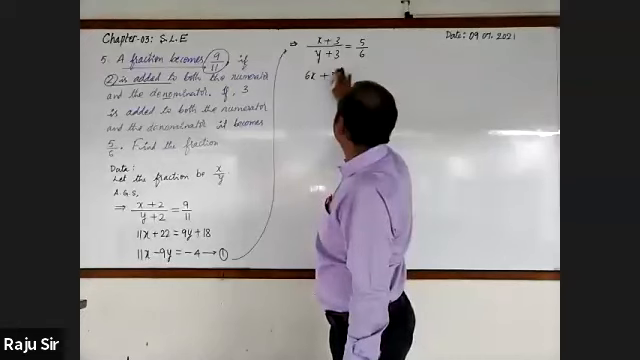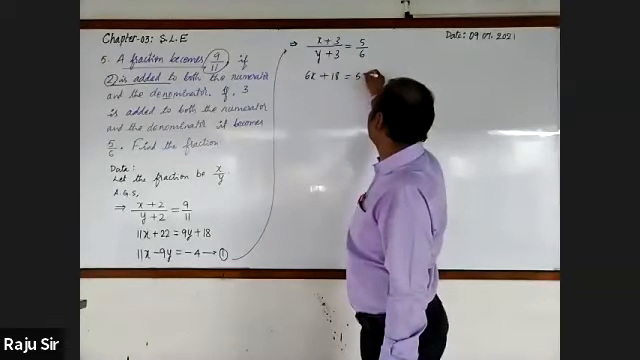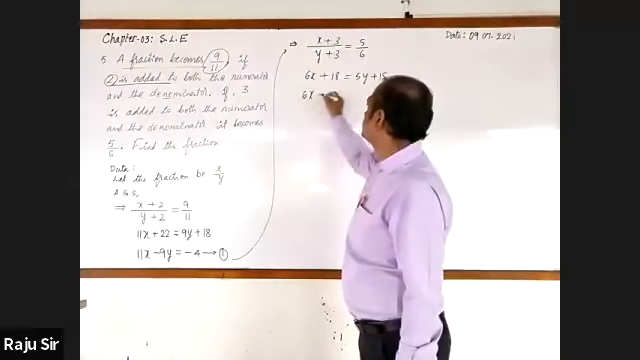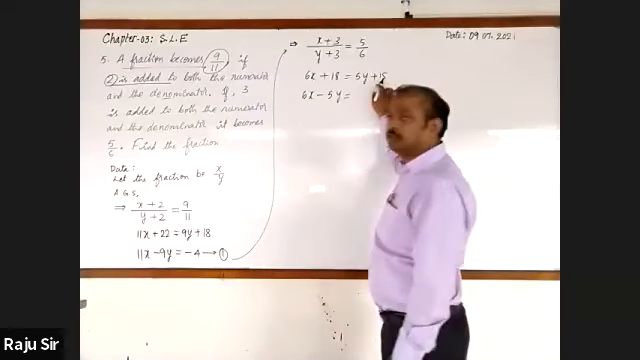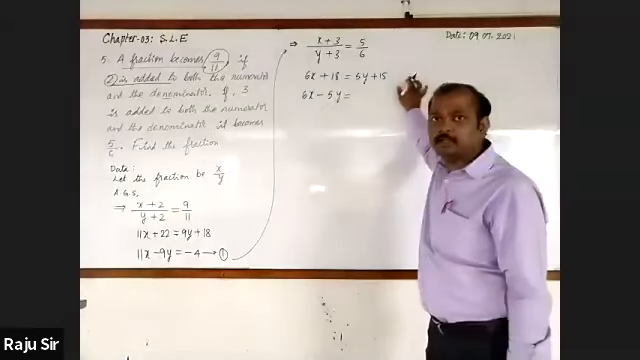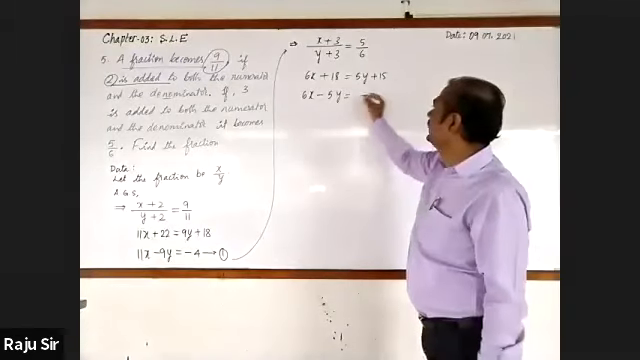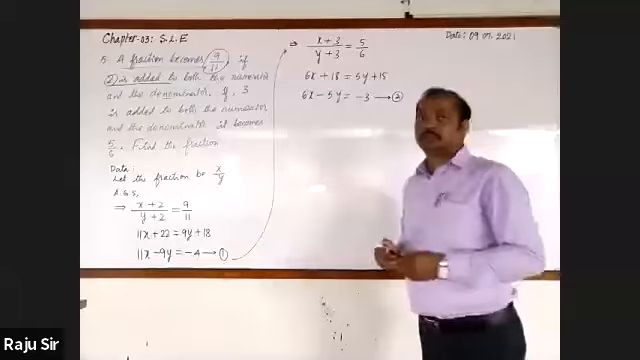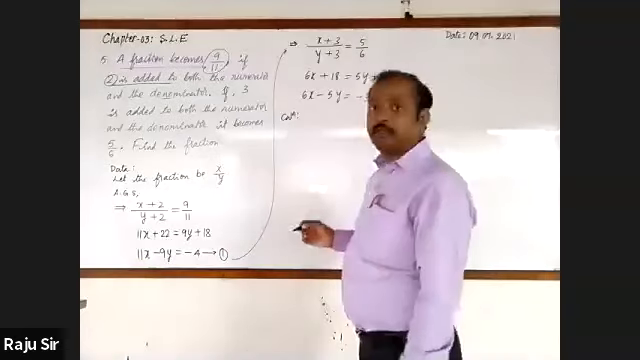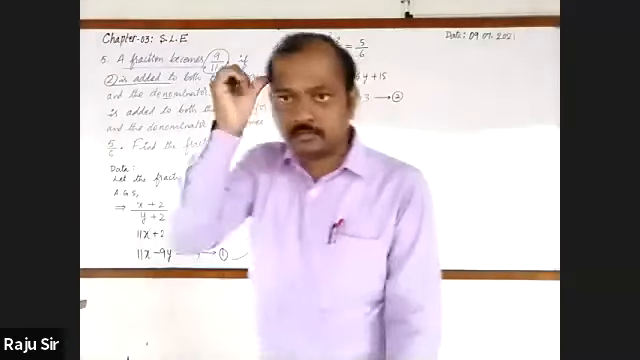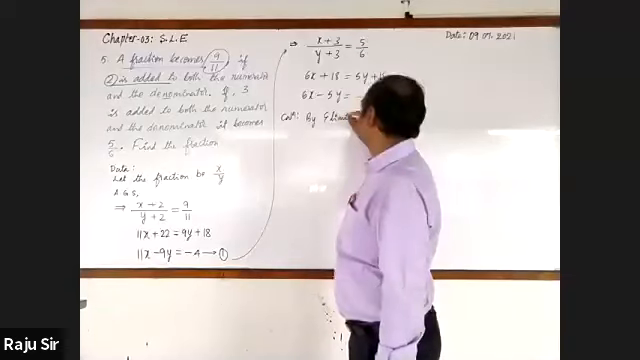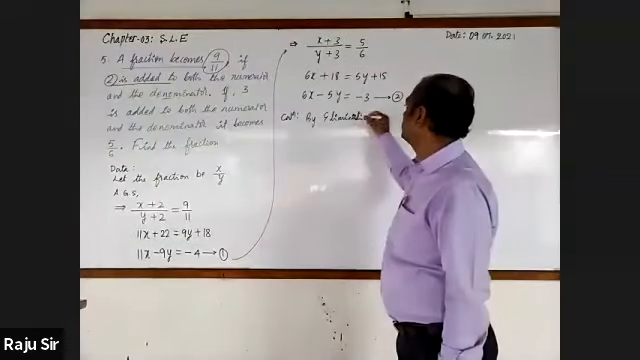6x plus 18 is equal to 5y plus 15. Write it in standard form as 6x minus 5y is equal to, transferring 18 to the right hand side, it becomes minus 18. Then 15 minus 18 is minus 3. We call it equation 2. Yes. Let us go for solving x and y by the elimination method.